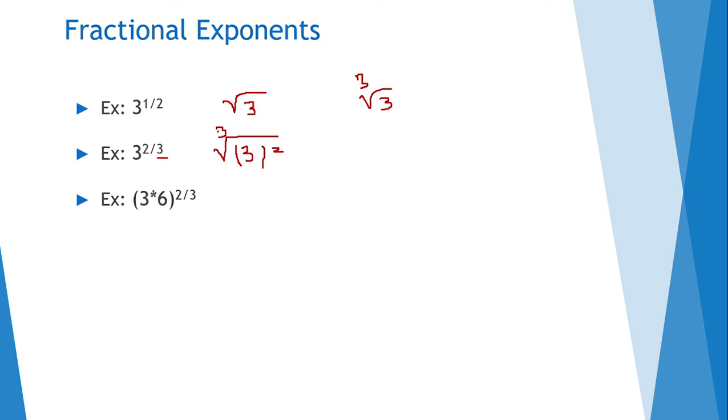Instead of just having 3 to the power of 2 here, I'd have 3 times 6 to the power of 2. I would raise everything under that radical to the power of the numerator. And the way I like to remember that, that 3 is going to go above the radical and that 2 is going to go under the radical, I think of the denominator as a balloon and the numerator as a stone. Numerator sinks below the radical, denominator floats above the radical.